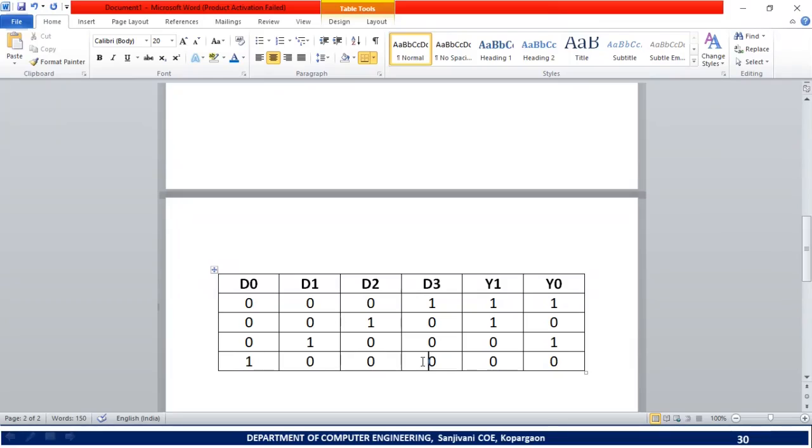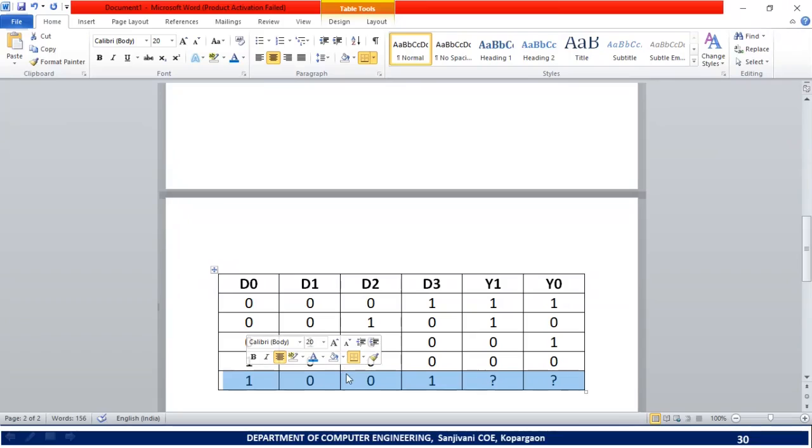Now consider this case. Here D0 is 1, then D1 is 0, suppose D2 is 0 and D3 is 1. So in this case, how many inputs of encoder are in high state? 2 inputs. One is D0, second one is D3. So in this case, what should be the output of encoder? That is the question. If more than one input of a simple encoder is active, then what should be the output? In order to resolve this particular problem, we have priority encoder.